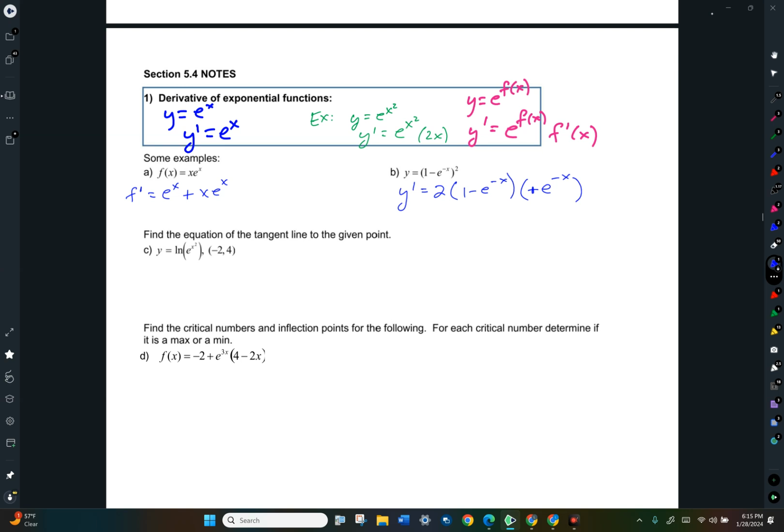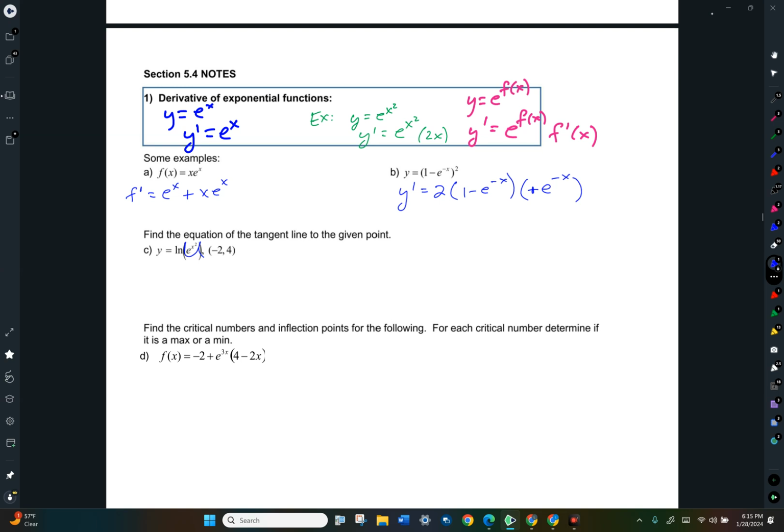So look at letter C. Find the equation of a tangent line at the given point. Well, we all know, tangent line, I need a slope and a point. They give me the point, so I'm going to need to go in and find the derivative. This is not natural log times e to the x, because remember, ln doesn't stand alone, right? This is just a log function. It's kind of like the log of u. It's kind of like this whole thing is my big giant u.